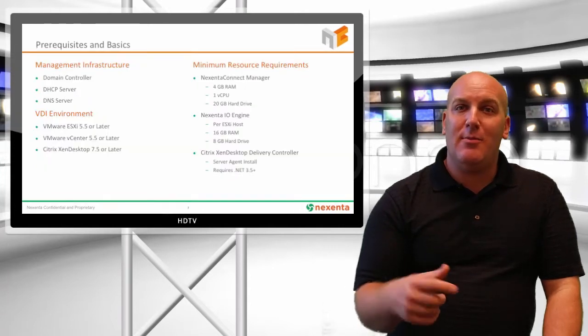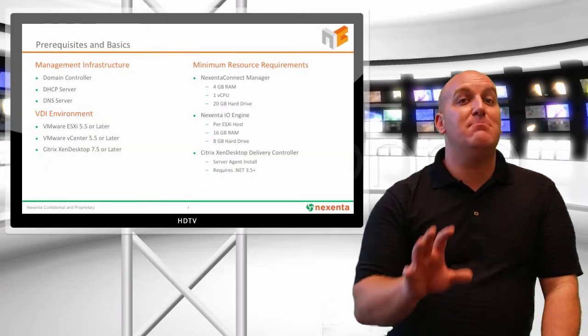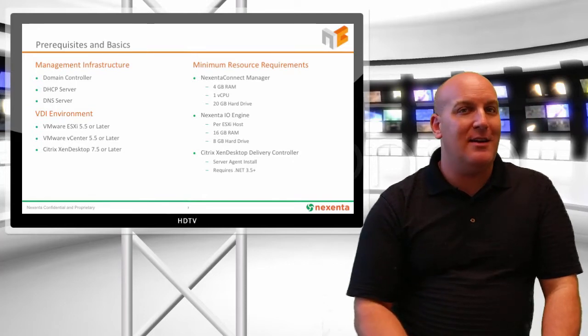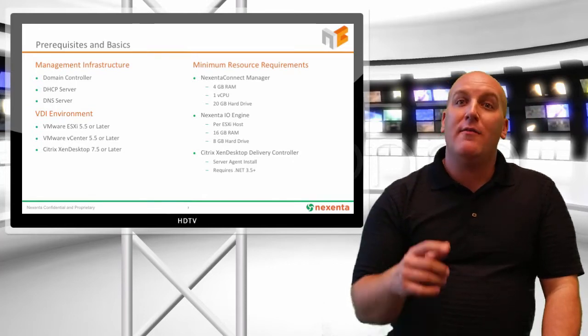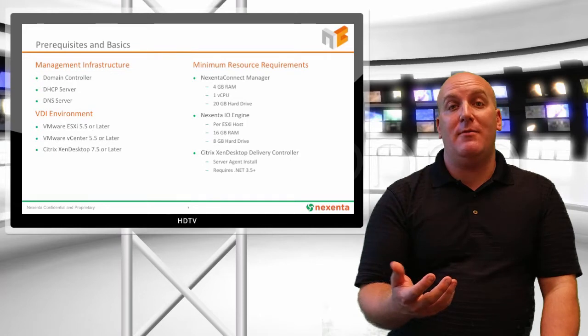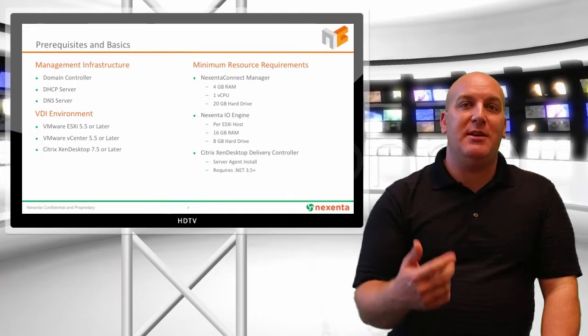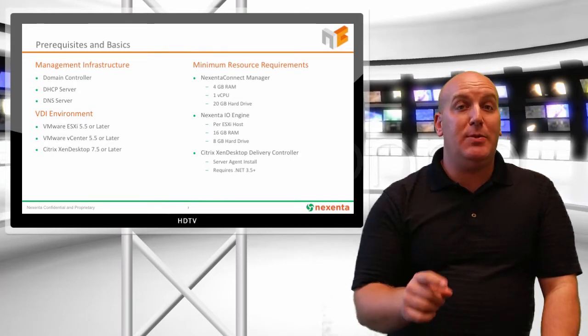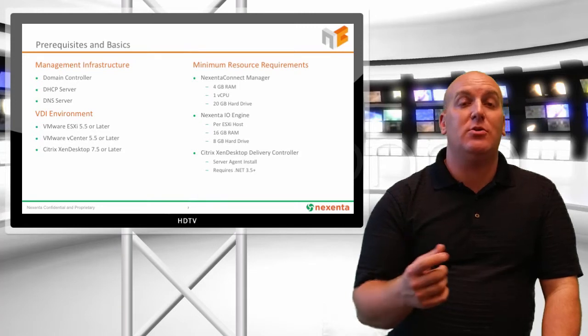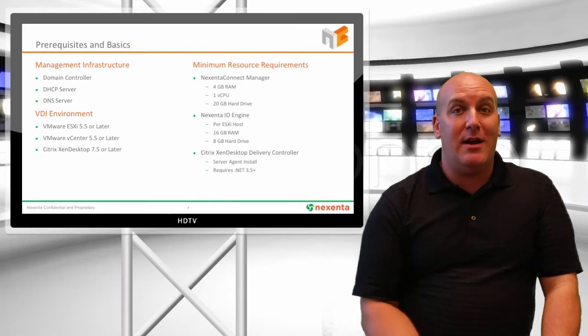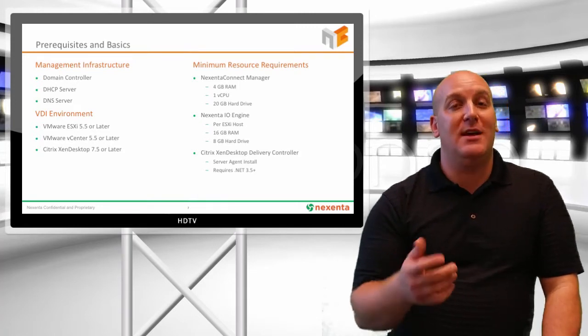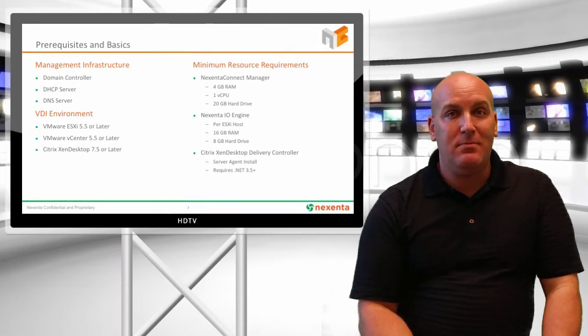So before we get into a demo, let's go through a few prerequisites and some basics you're going to need to know about NexentaConnect before you jump right in. First off, you're going to have the management environment. It's Active Directory, DHCP, DNS. DHCP, make sure you've got a big enough scope and a short enough lease while testing so you don't run out of IP addresses. It's a very common mistake when you start deploying VDI.